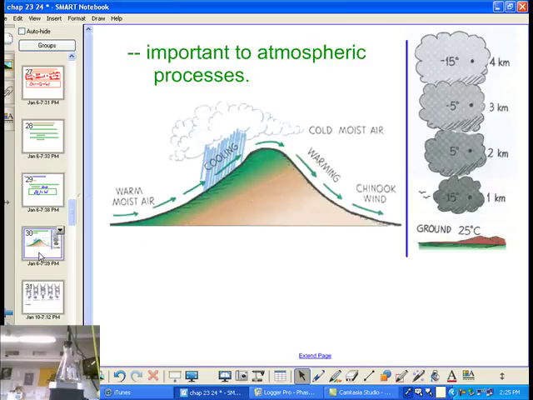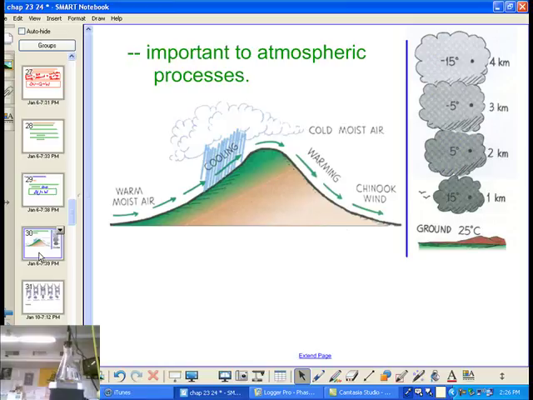Now, how does this work? Well, one process is, these are important atmospheric processes. This is actually why there's a desert between the Rockies and the Sierra Nevada. The Basin and Range area between the Cascades and the Rockies is because of adiabatic heating and cooling. It forms what's called a rain shadow desert.